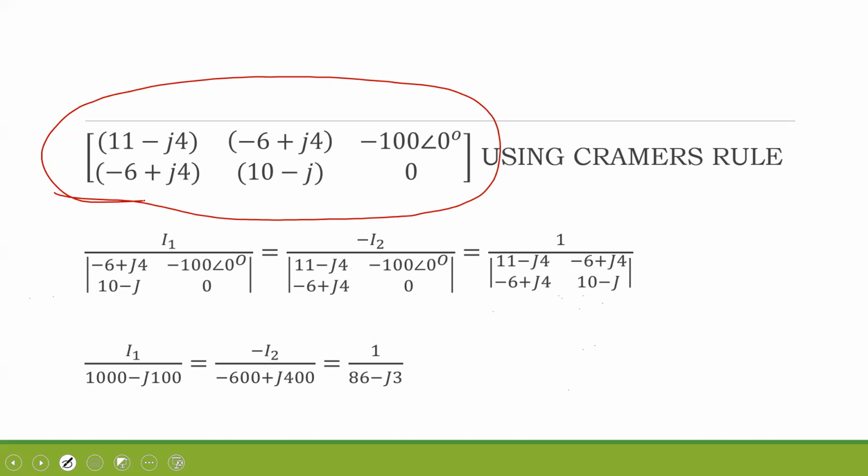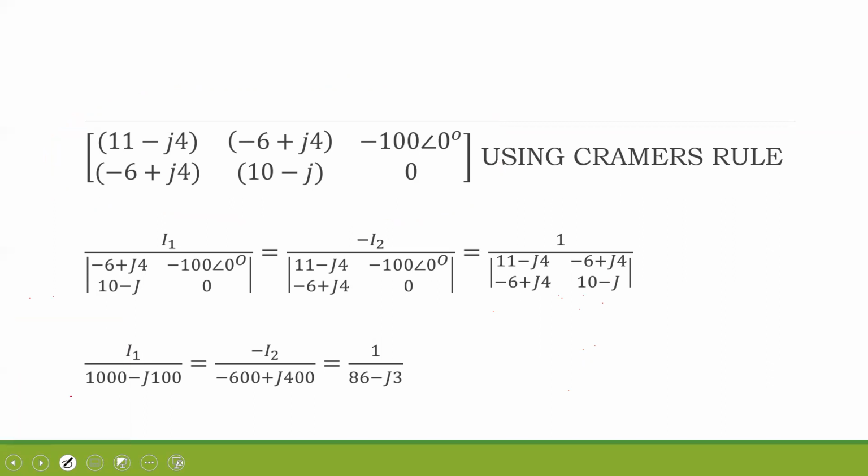For Cramer's rule, we'd have I1, and all we do in applying Cramer's rule is to block out the particular column. Yes? And then write the rest of the matrix. So if we blocked out column 1, which would be representing I1, we'd have I1 over the determinant of the rest of the elements.